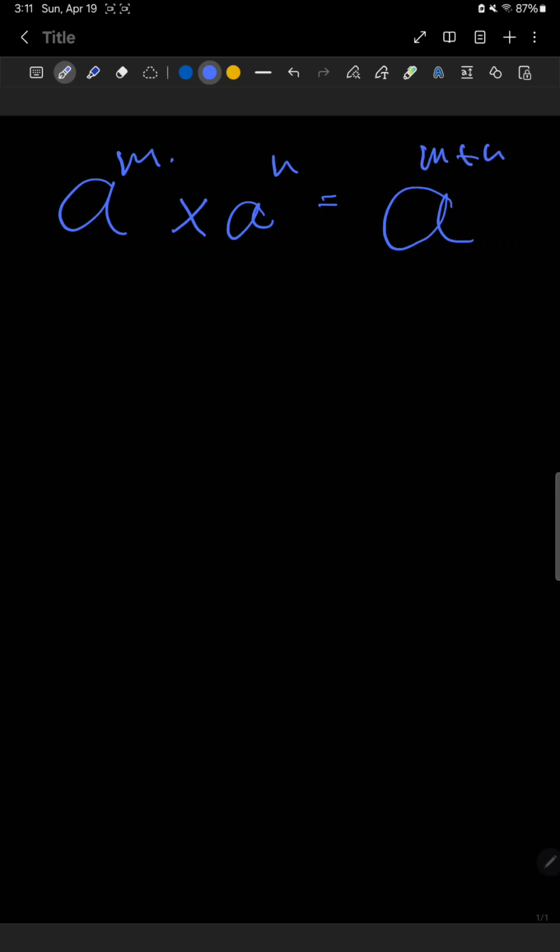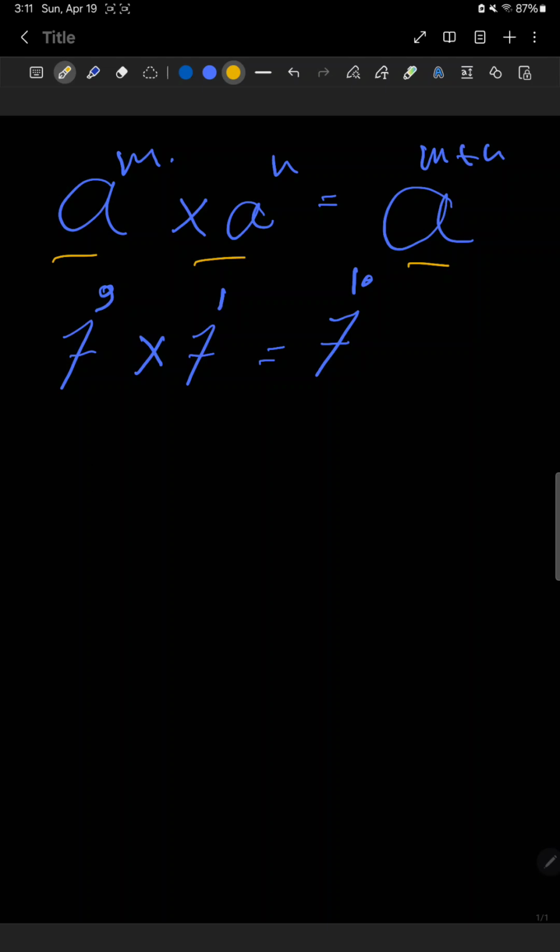For example, I have the same number, notice. For example, I have 7 to the power of 9 times 7 to the power of 1. It equals 7 to the power of 10. Okay? Because I have the same number. This is a rule you have to remember. Very, very important in math.